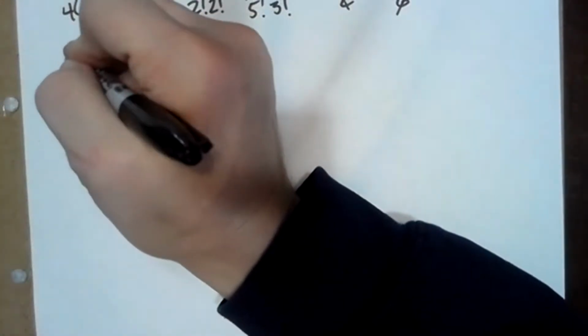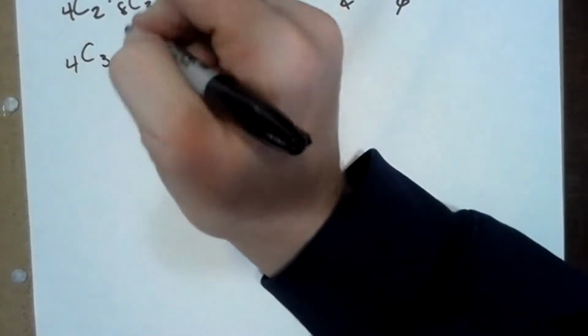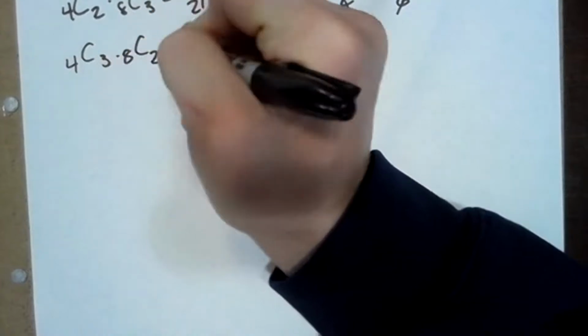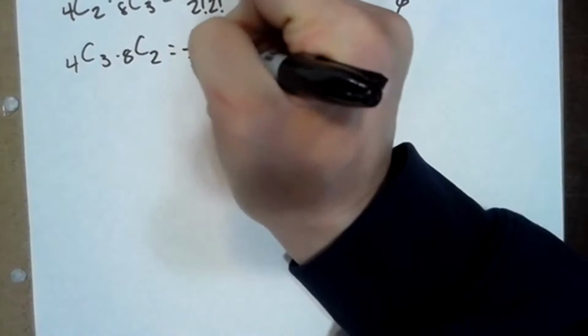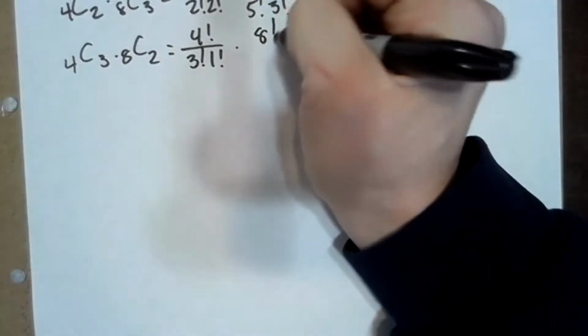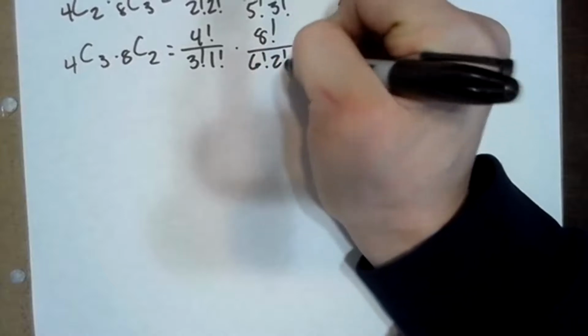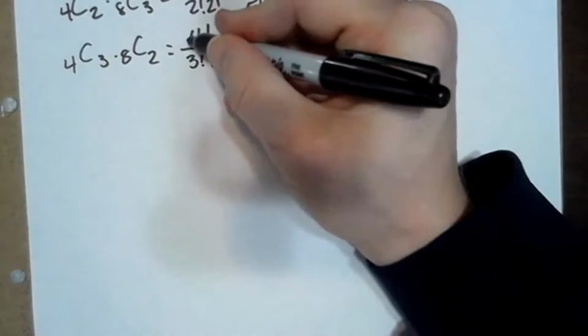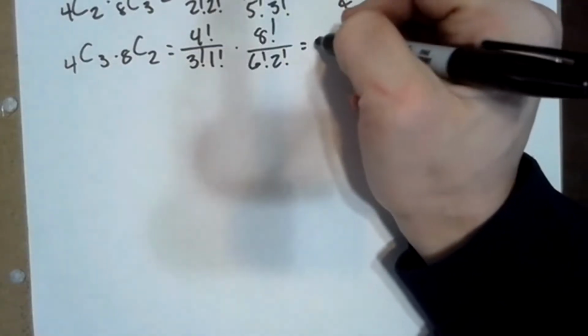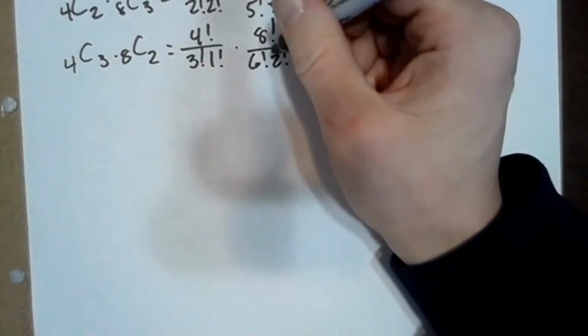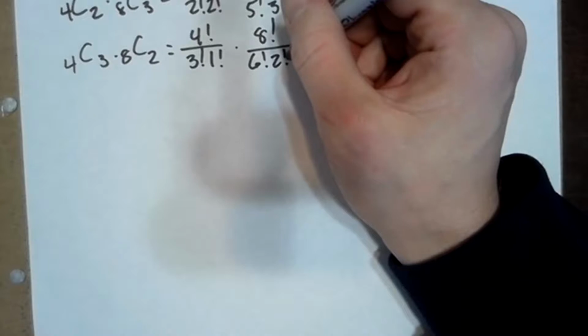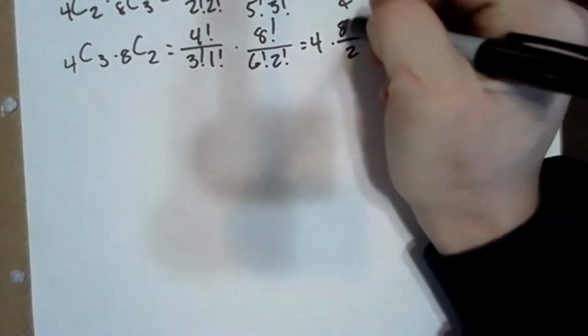Then 4 choose 3 times 8 choose 2 becomes 4 factorial over 3 factorial 1 factorial times 8 factorial over 6 factorial 2 factorial. Okay, well, this is just 4 factorial over 3 factorial, which is 4, times 8 factorial over 6 factorial will give us 8 times 7 divided by 2. So that's 4 times 4 times 7. So 16 times 7, which is 112.